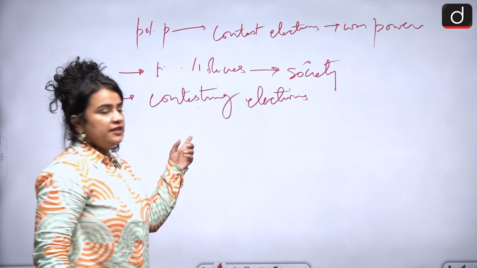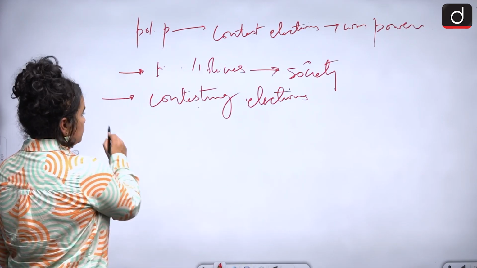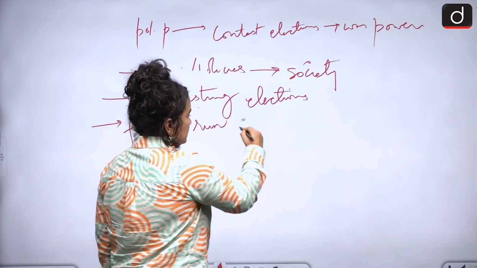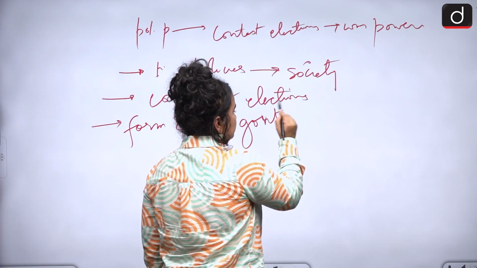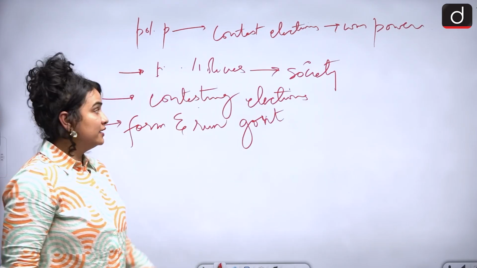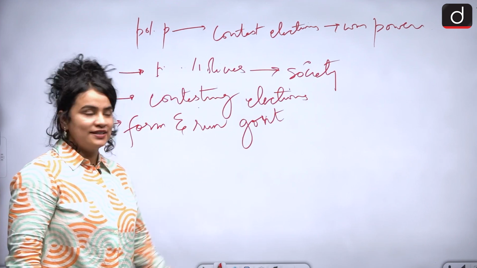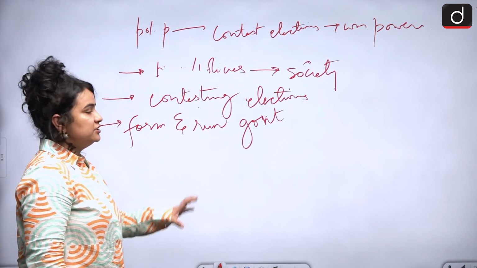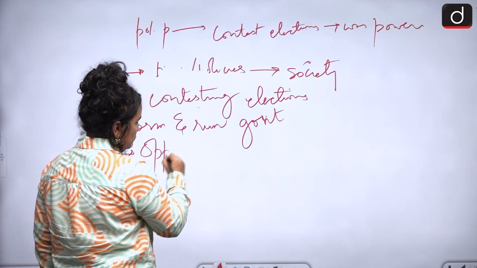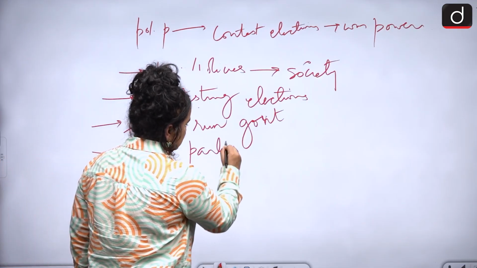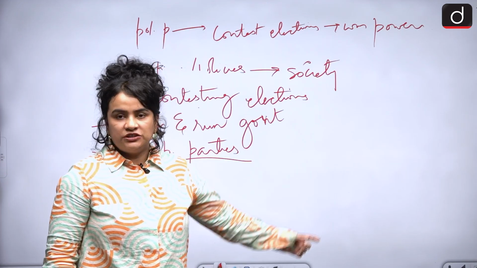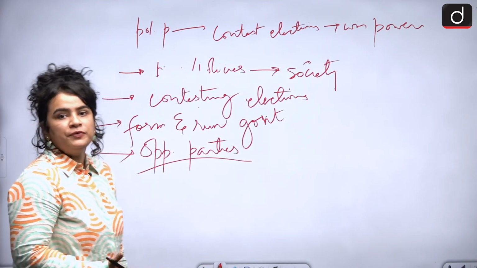Now, what do they do after they contest elections? They would normally form and run the government. So this becomes your third function. If they win elections, they would form the government and run it. What happens if they don't win the elections? Or if they win the elections but do not form the government, they turn into opposition parties. So these are those parties that win a seat into the legislature but are unable to form the government.